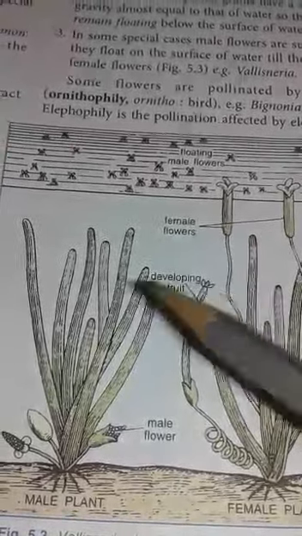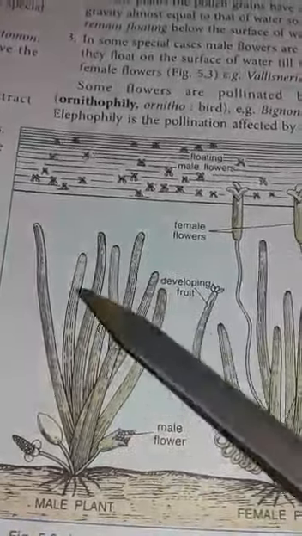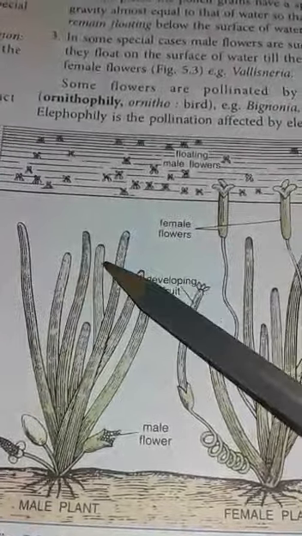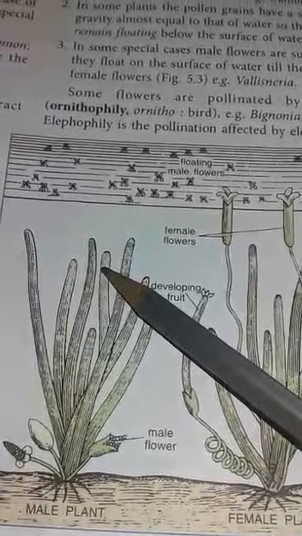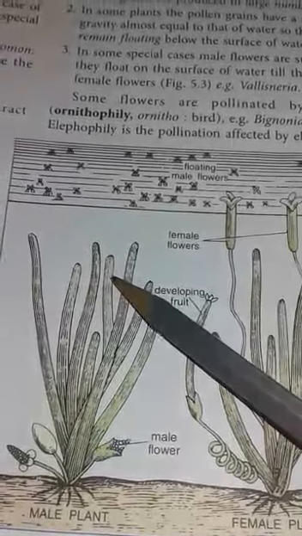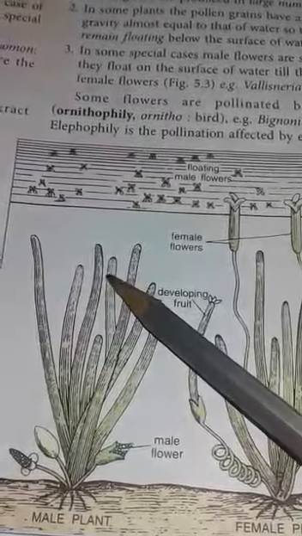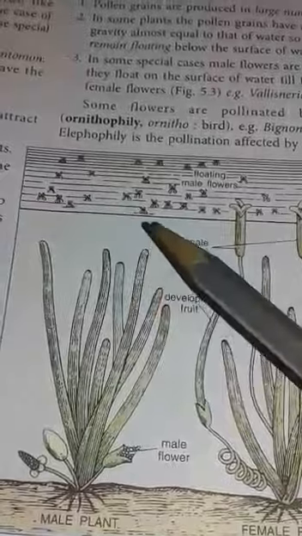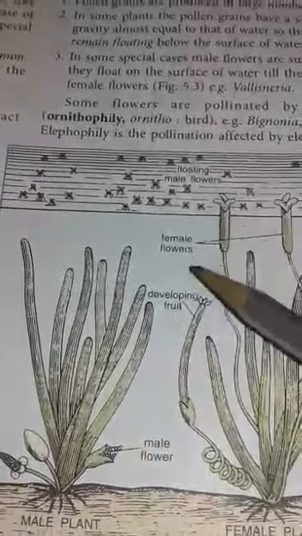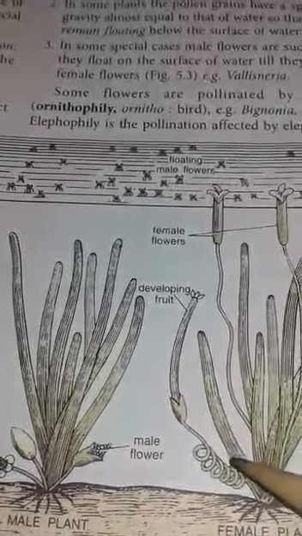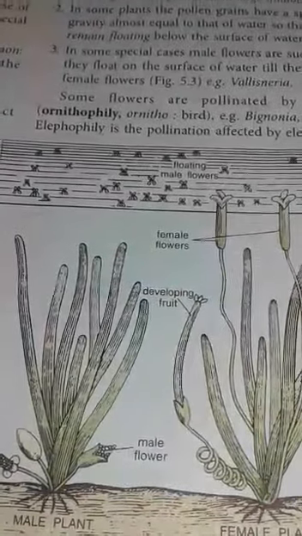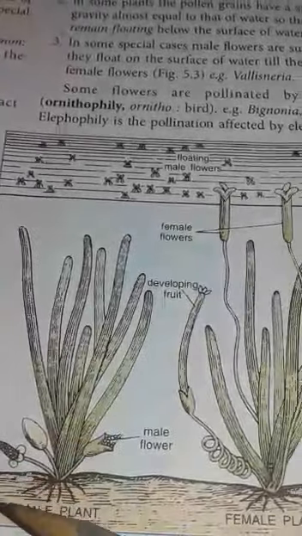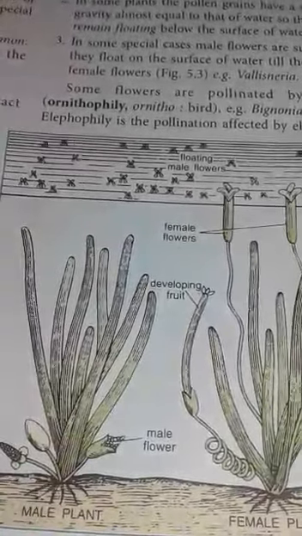Mature male flowers are separated from the plant and float on the surface of water, but female flowers also float on the surface, but they remain attached to the female plant. They do not separate, unlike male flowers on male plants.